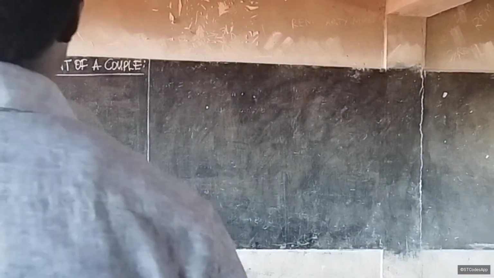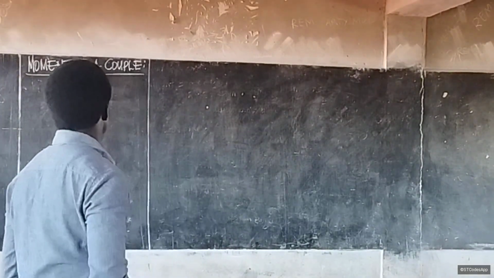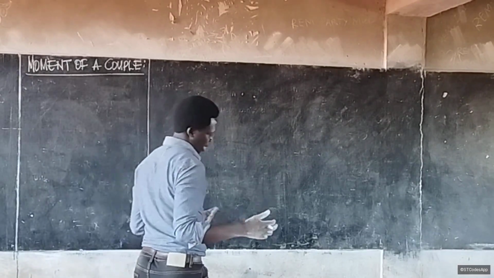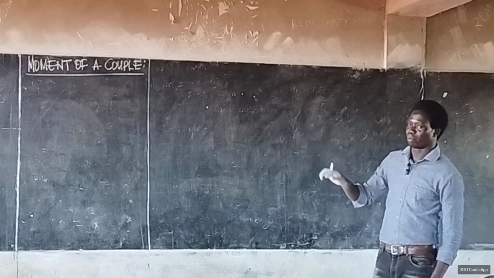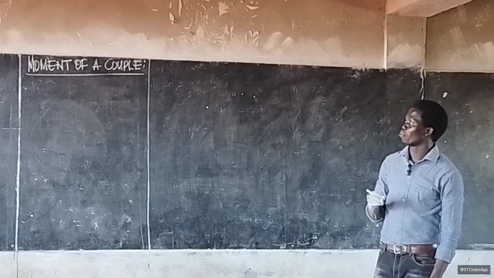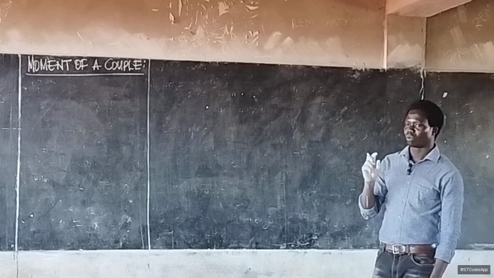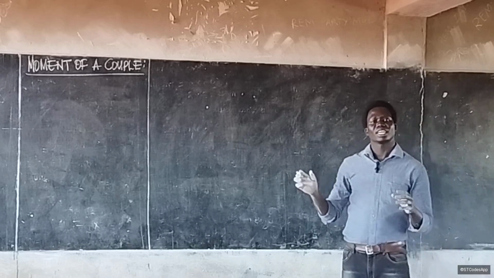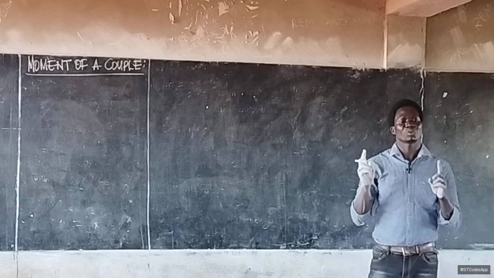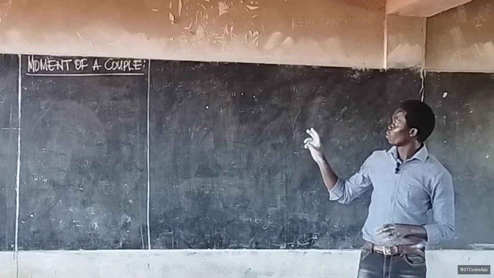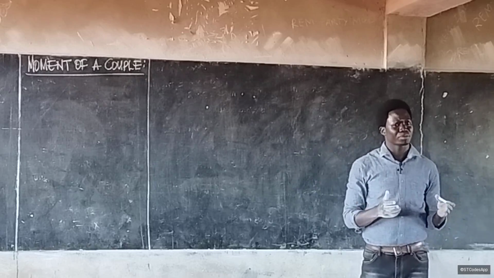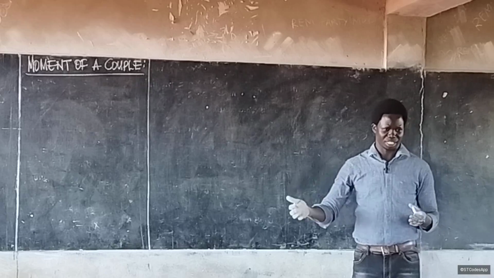Okay, now let us look at the moment of a couple. Before we can look at the moment of a couple, we know moment is just a matter of multiplying to get a moment. We multiply the force and the perpendicular distance from a given point. But now when we are talking of a couple, we have a couple of forces.